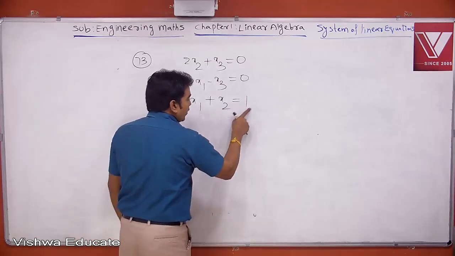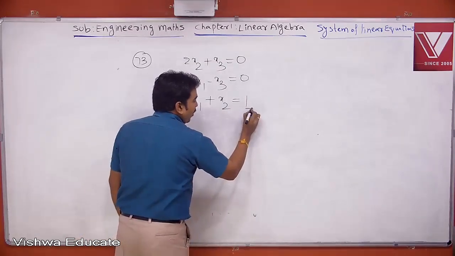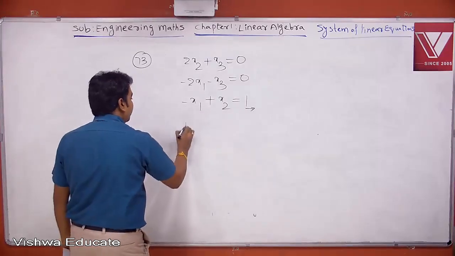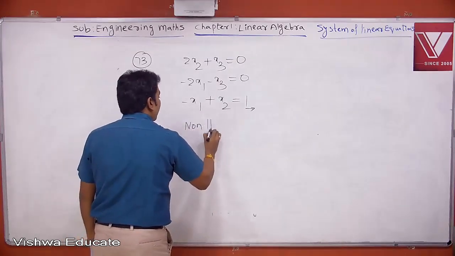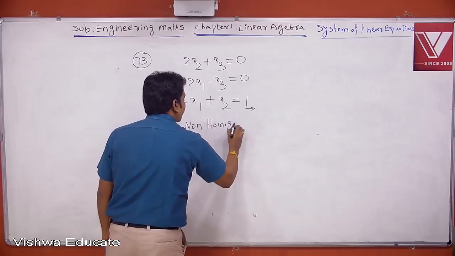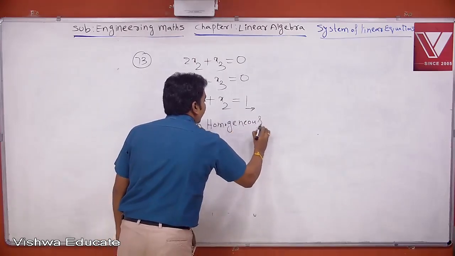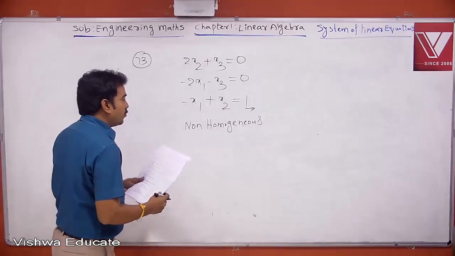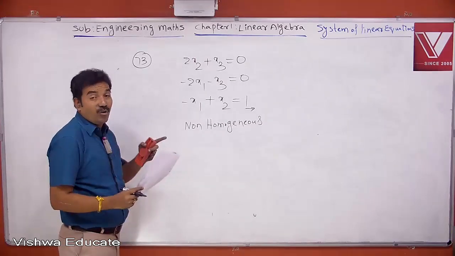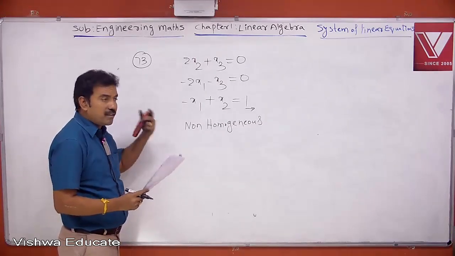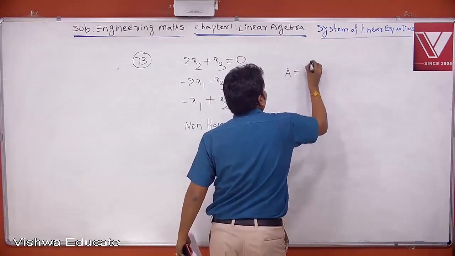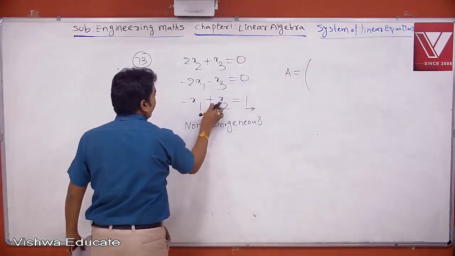Here on the right side of the last equation we have a non-zero number. Therefore this is non-homogeneous. So this is a non-homogeneous system of linear equations because of this non-zero number. Now let us try to calculate rank of A slash B, and compare with the number of variables. Here we have 3 variables. So variables are x1, x2, x3.